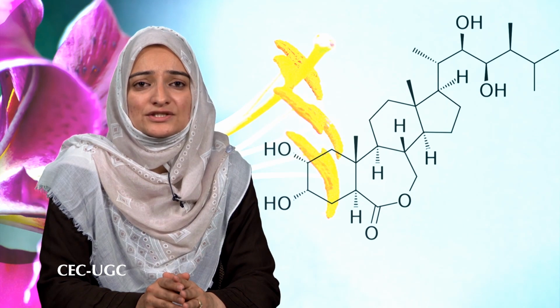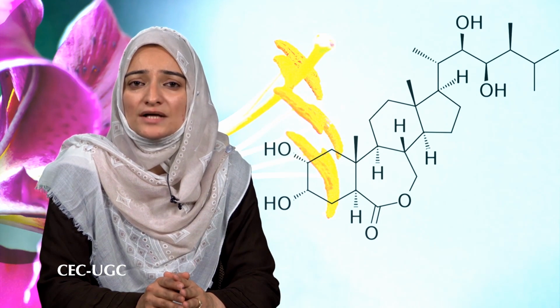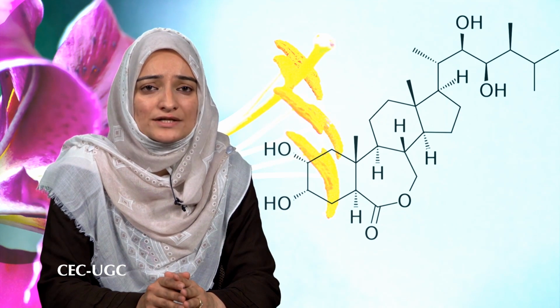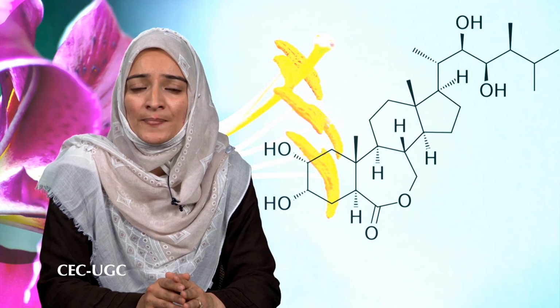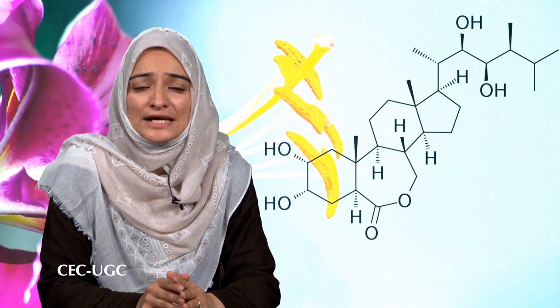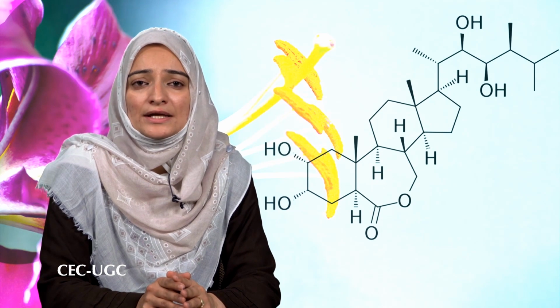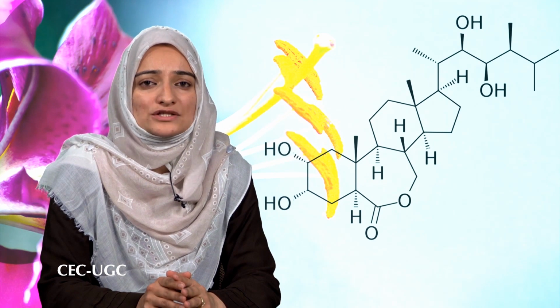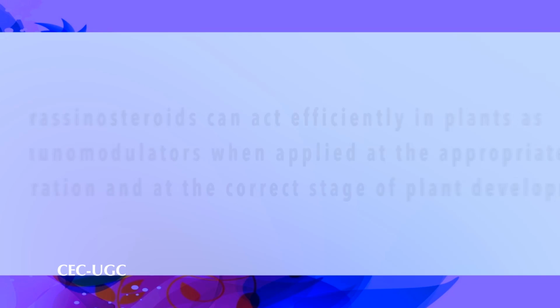Pesticide companies in China and Japan have started synthesizing brassinosteroids on a commercial scale. In India also, Godrej Agrovet Limited, Mumbai, introduced 28-homobrassinolide in the market.